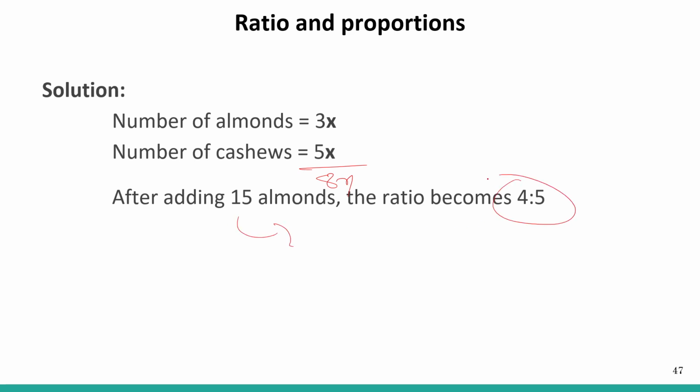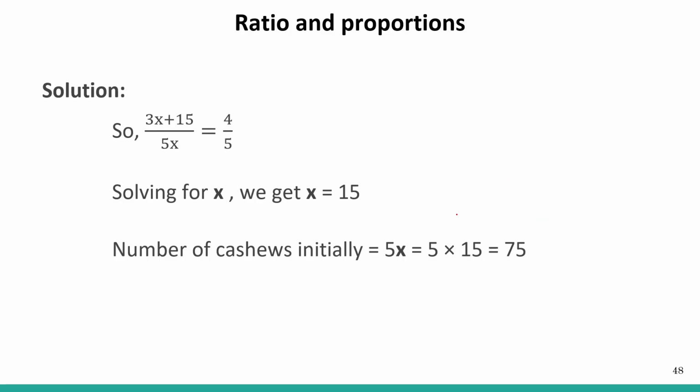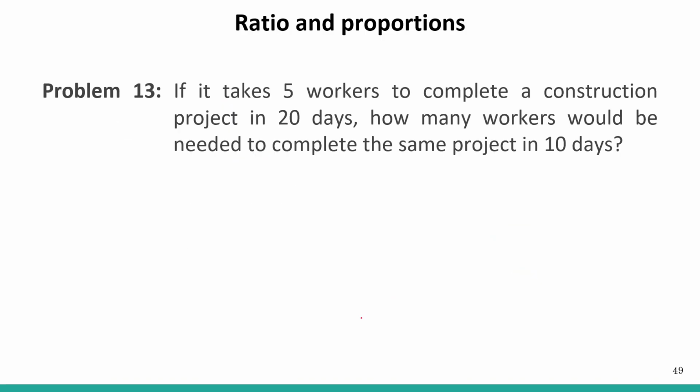So it is weird, so let's evaluate why it's weird. (3x plus 15) by 5x is equal to 4 by 5. Solving for x, we get x is equal to 15. So the cashews initially is 5x, which is 5 into 15, equal to 75. That is the number of cashews initially.